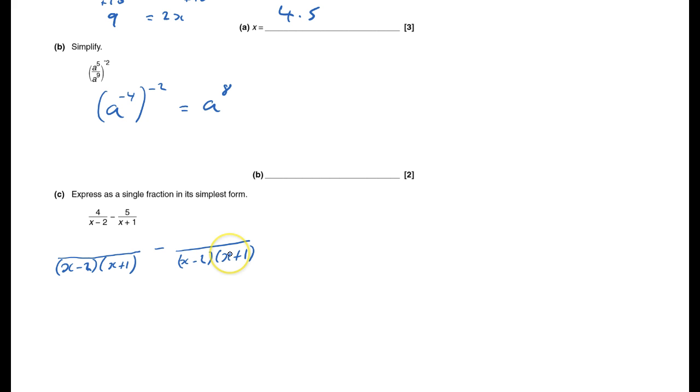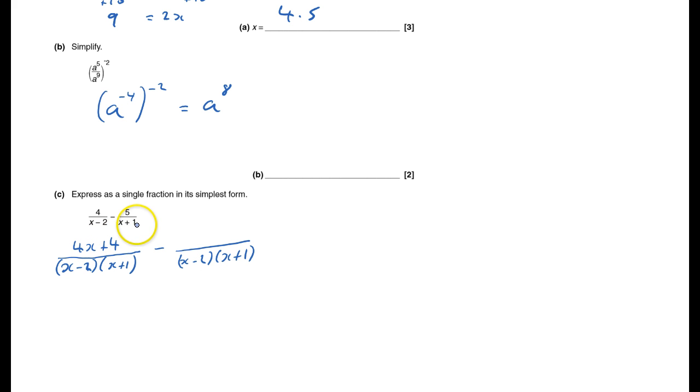Okay, so look at the first fraction. This one here, 4 over x minus 2. What do I have to times the bottom by to get this? The answer is x plus 1. So I've got to do 4 lots of the top, so that will give me 4x plus 4. Or I could put in brackets 4 lots and in brackets x plus 1.